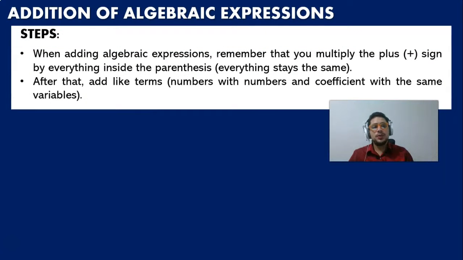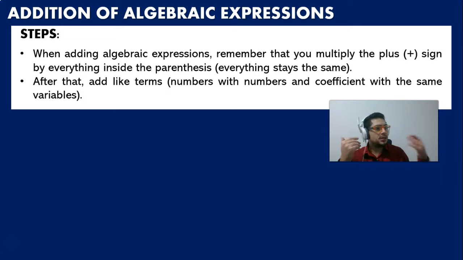So guys, remember, we have basically two steps. The first step when doing an addition of algebraic expressions is that when multiplying by the plus sign, everything inside the parentheses is going to stay the same, because positive times positive is positive and positive times negative is negative. Okay, so after everything comes out of the parentheses, you are adding the expressions: the numbers are going to be added with numbers, and the coefficients of the same variables are going to be added to coefficients of the same variables.